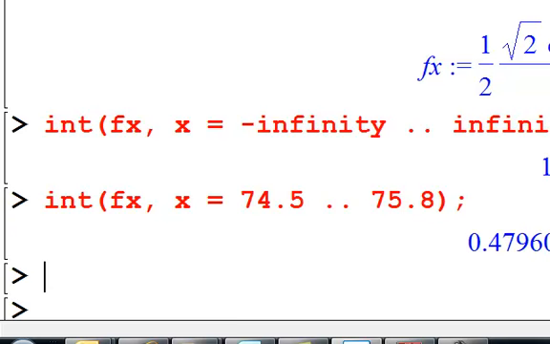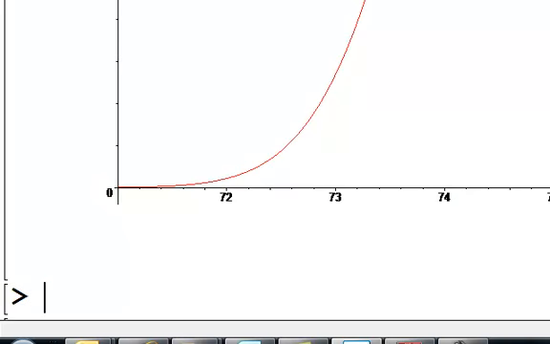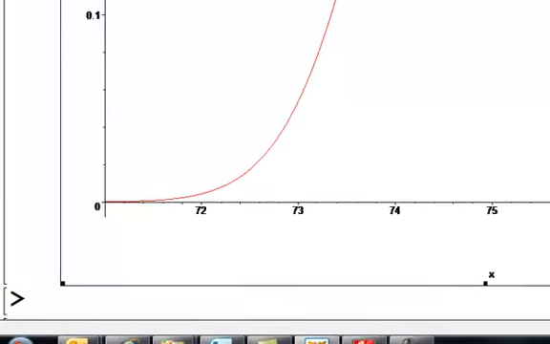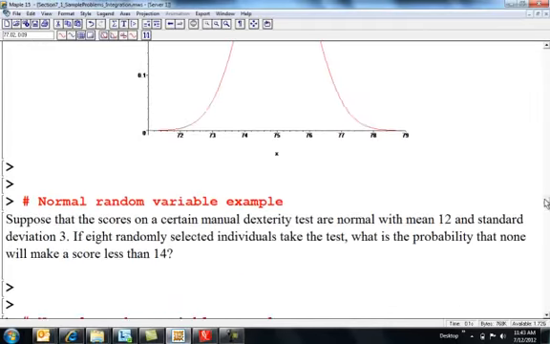So it's about 50%, and let me show you a plot. The mean was 75, right? Standard deviation of 1. So let's go from 71 to 79, and you'll see the bell curve then. That's the graph of f of x. And you can see that it's centered at 75.